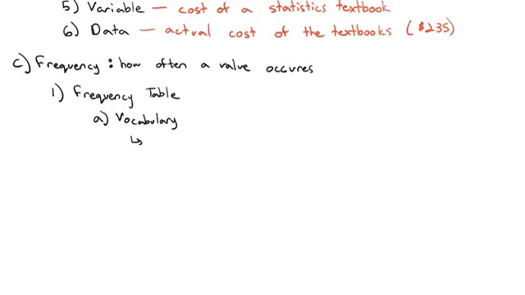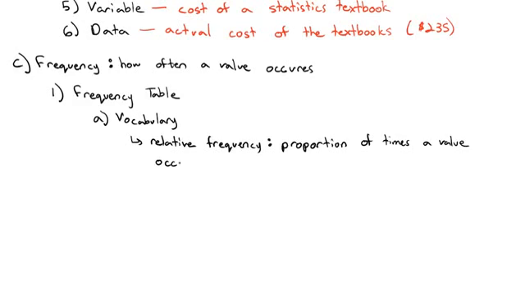First is what we're going to call the relative frequency. And the relative frequency is just the proportion of times a value occurs. In other words, it's the decimal equivalent of the frequency divided by the total.